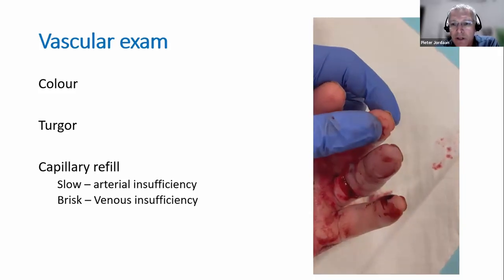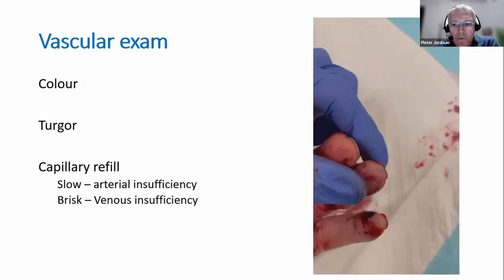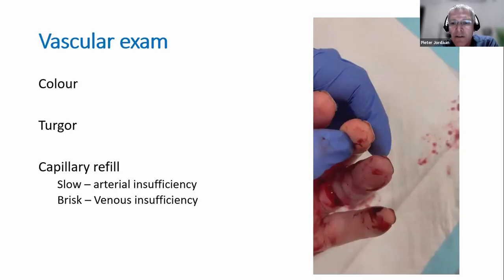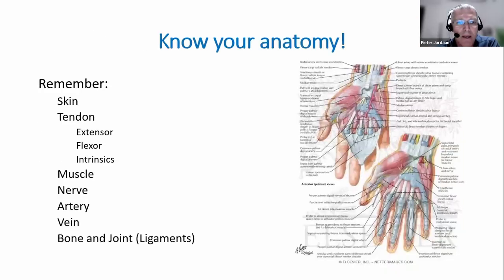So if you look at this video, you'll see the middle finger, quite a normal capillary refill, the ring finger a bit blue, but look at that increased turgor and that sudden rapid brisk refill. So that means there's venous insufficiency, and this is a typical ring avulsion injury, and you have to actually go and repair the veins, otherwise you lose the finger. And a lot of people look at it and they say, oh, it's nice and pink, it's got a brisk capillary refill, it's fine. It's not fine. So just look at that very carefully.